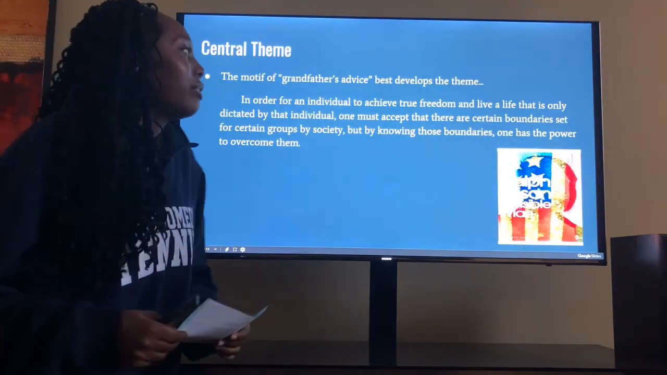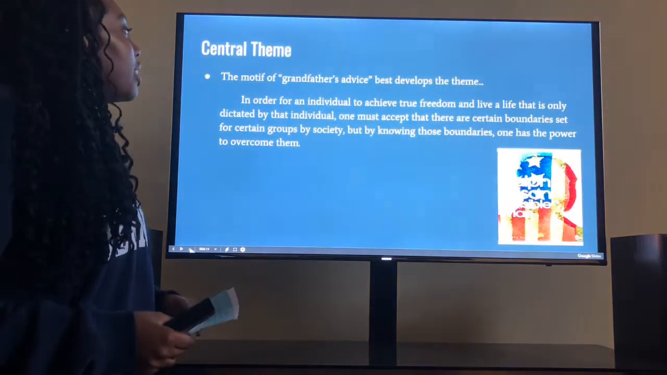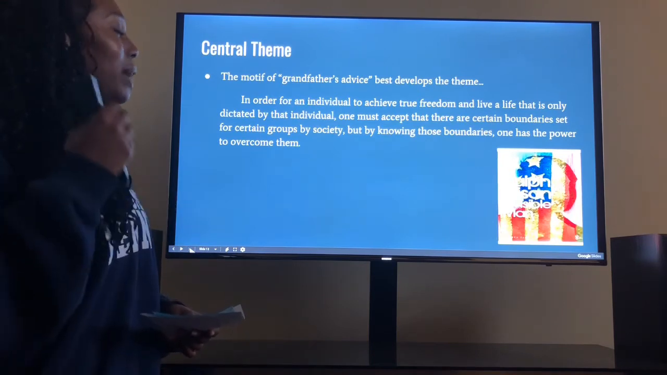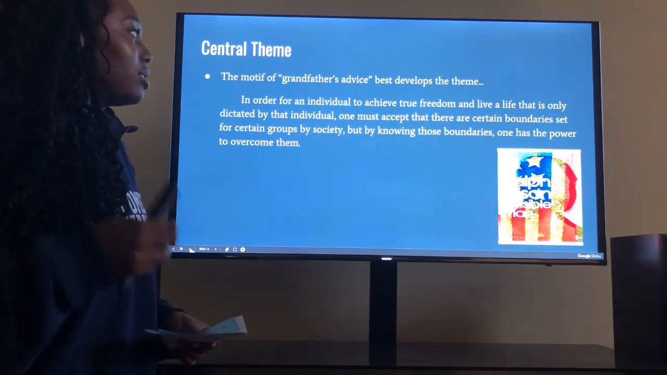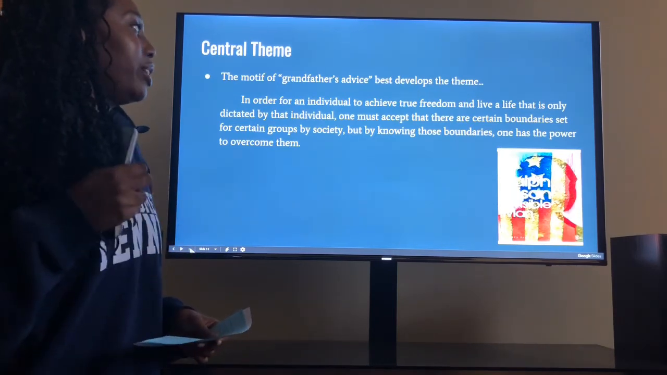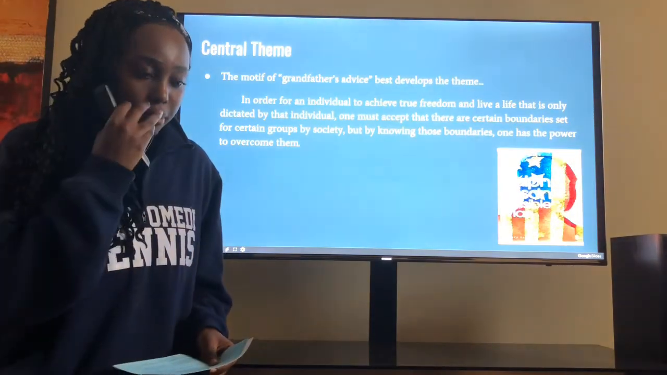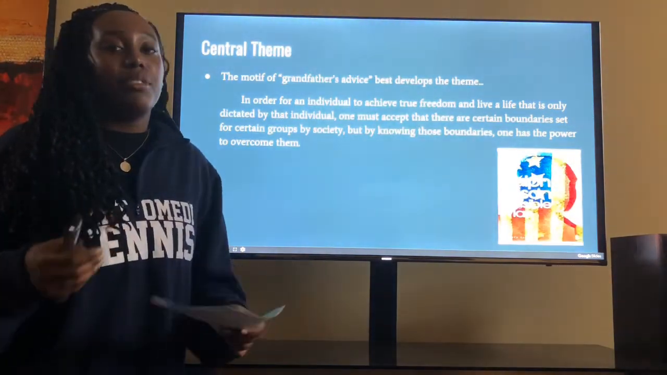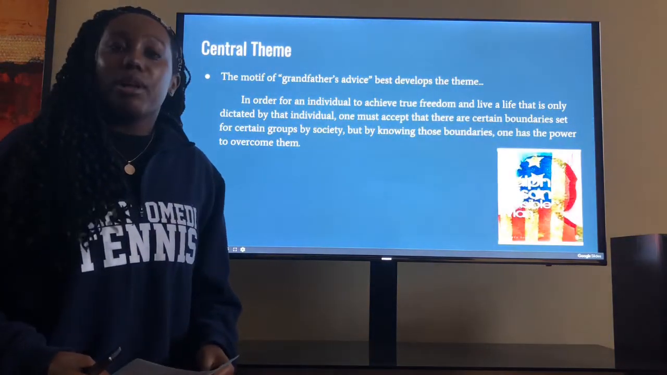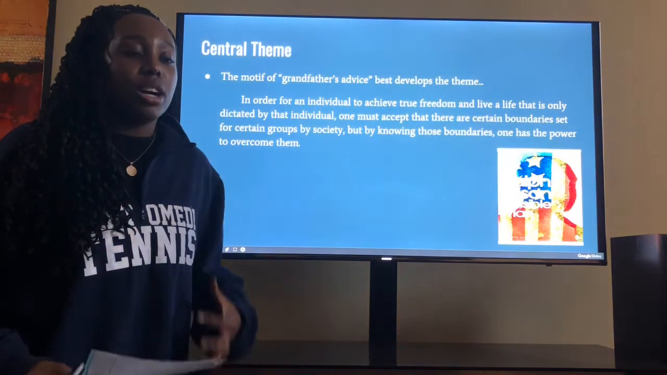And I think that grandfather's advice best develops this theme. In order for an individual to achieve true freedom and live a life that is only dictated by that individual, one must accept that there are certain boundaries set for certain groups by society, but by knowing those boundaries, one has the power to overcome them. I think that the motif of grandfather's advice best develops this theme because when grandfather first gives the advice to I Am, he knows that he has to overcome certain boundaries.